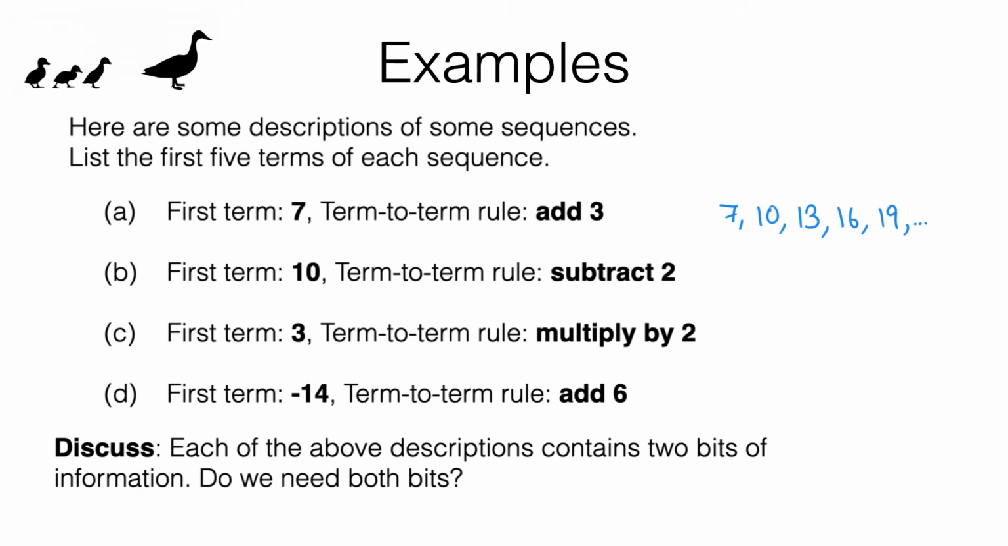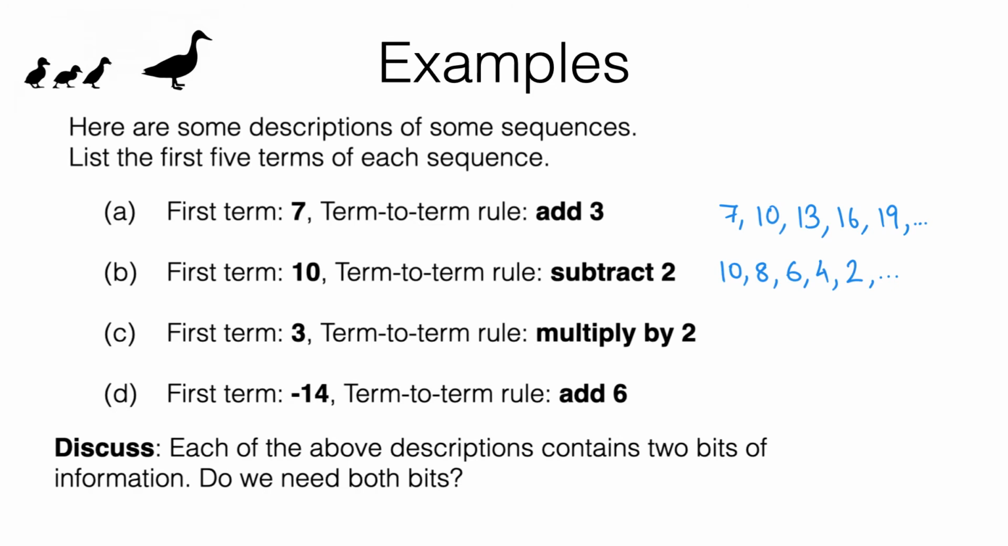Here's what you should have got for B. The first term is 10. The term-to-term rule is subtract 2. So to get each subsequent term, I subtract 2 from the previous one. 10 minus 2 is 8. So that's the second term. 8 minus 2 is 6. 6 minus 2 is 4. And if I keep subtracting 2, I end up getting 2, 0, negative 2, negative 4, and so on. But I only need to write as far as this because I was listing the first 5 only.